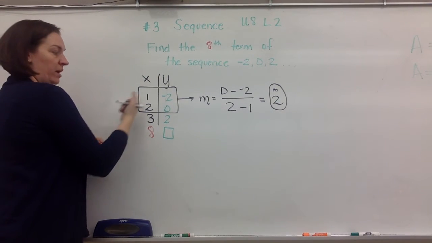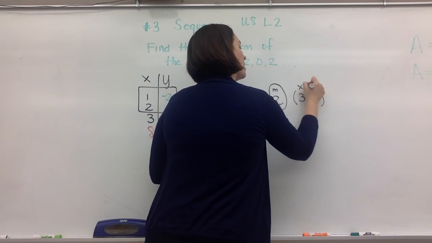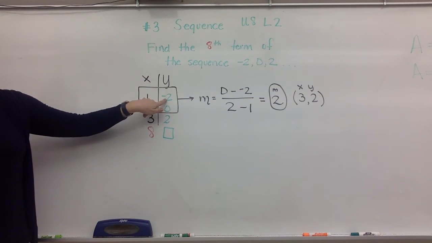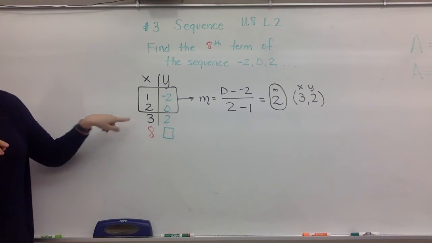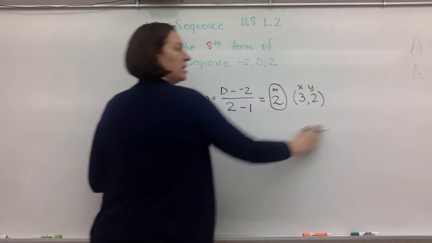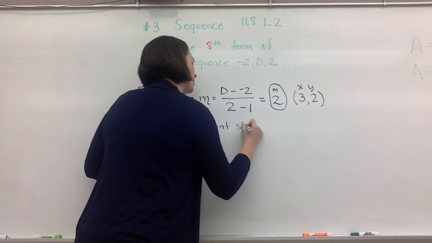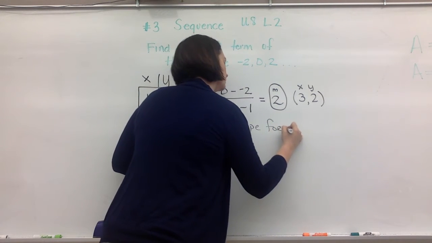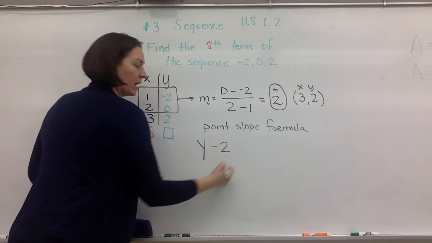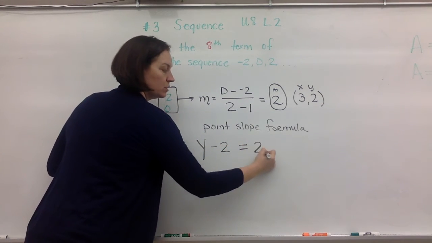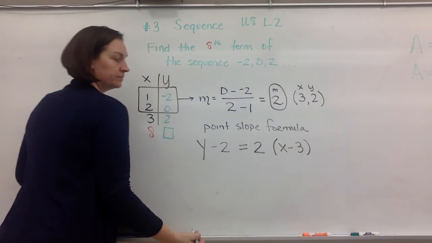And then I'm going to choose a point, any point I want. I'm going to choose the point 3, 2 for my x and y. So notice I could have chosen this point, or this point. I like this one the best because it's all regular old numbers. I'm then going to come here, take this information, and put it into the point slope formula, which says y minus y is equal to the slope m times x minus x.